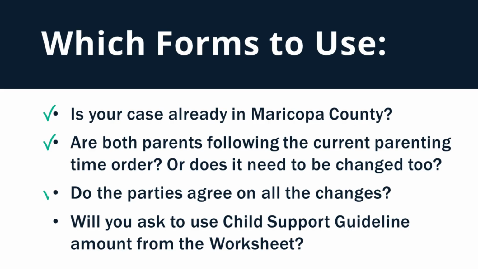Do the parties agree on all of the changes? If the parties agree and will both sign forms in front of a notary or court clerk, this is the easiest process. And finally, will you be asking to order the amount that's on the child support worksheet? If you use the simplified process, you can only ask for the child support guideline amount. This is the amount on the child support worksheet calculator. You can ask for something different, even 0. This is called a deviation, but you'll have to use another process to ask to deviate.